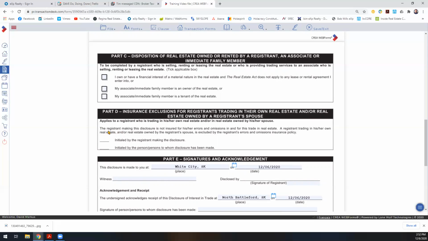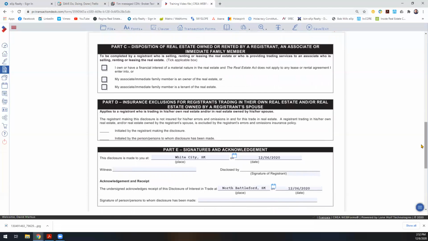And what this disclosure says is the registrant making this disclosure is not insured for errors and omissions insurance. So in Saskatchewan, REX, that handles errors and omissions insurance, they have said that legally registrants can trade their own real estate. However, the regular insurance policy does not cover you when you trade your own real estate. So that's what this section is. Part D is that you're disclosing that there's no insurance, and the other party does have to initial to say that they recognize that. But again, that only is if it is a registrant or registrant's spouse that's trading. My example is my uncle, so there's nothing there.